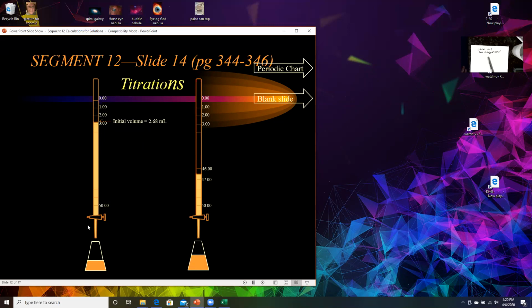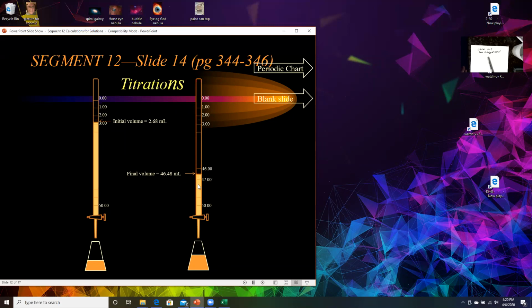Now, this is what you do over here whenever you're done. And the way you know you're done is your indicator changes color. Maybe it's colorless over here, and when you get to a pink color, you know you're done. And so this is what the apparatus looks like when you finish the titration. You've added this much. Okay. And now we need to read this volume as well. This is going to be the final volume.